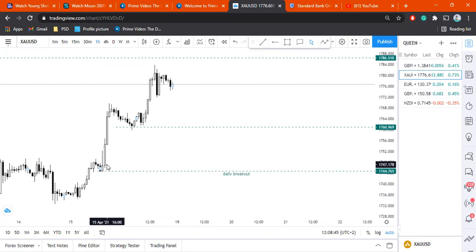1747.178. Write that down. Buy limits at 1747. Yeah, that's good. Buy limits at 1747. If you don't put it, that's your fault. If you put it, you win. So we're going to say that's where our limits will be.